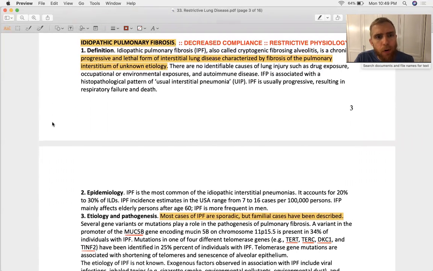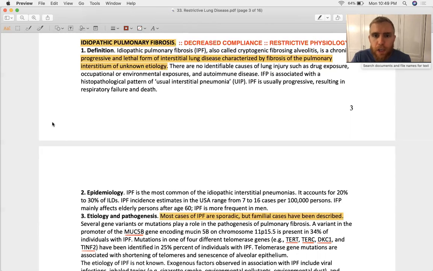Idiopathic pulmonary fibrosis is a progressive interstitial lung disease characterized by fibrosis of the pulmonary interstitium of unknown etiology. So that's pretty good news because you don't have to know what's going wrong here. You just have to predict the consequences. And we've gone over it a couple times already. It's kind of easy to predict.